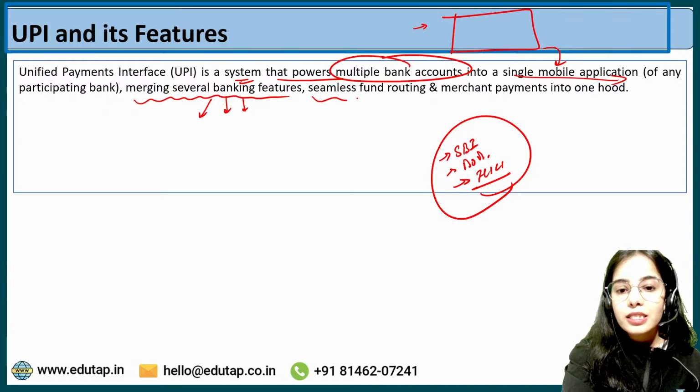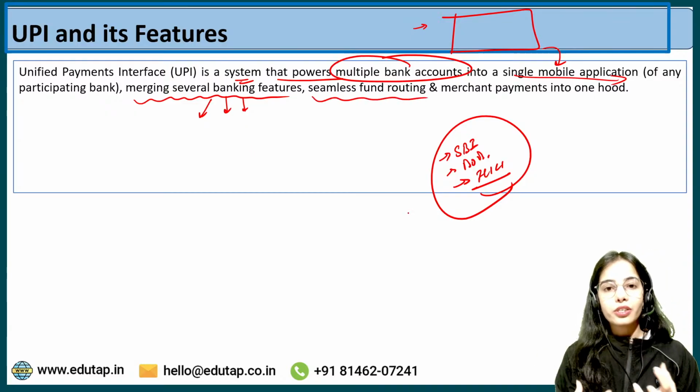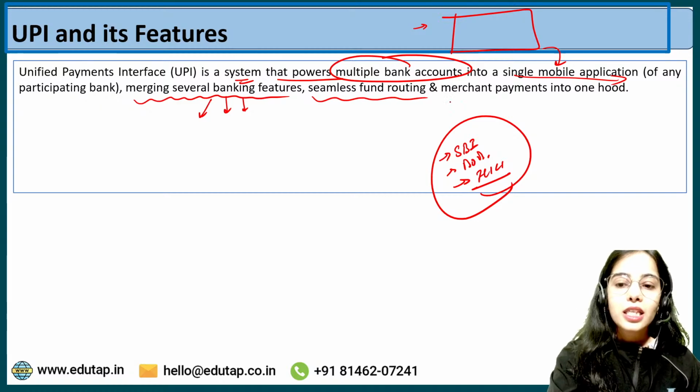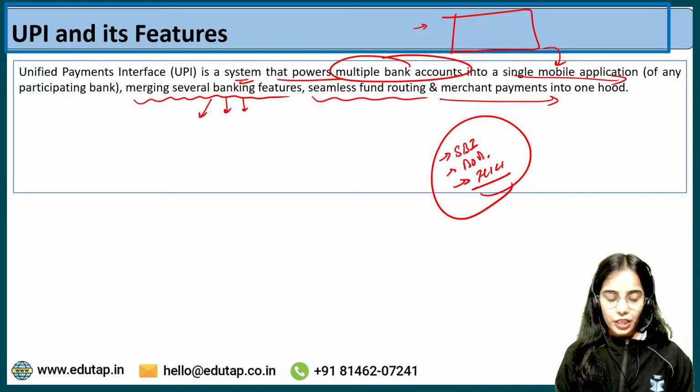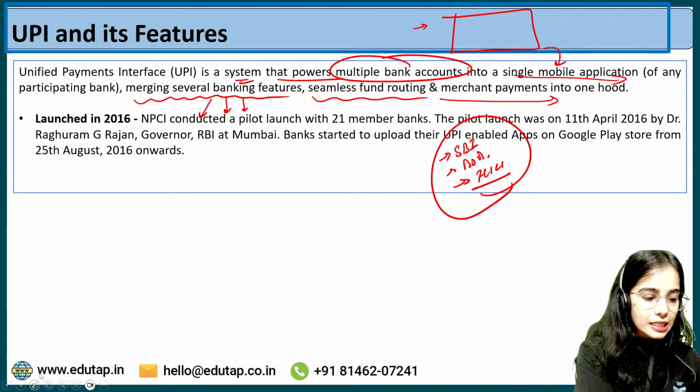Okay, seamless fund routing, so you can continuously do the transactions. Peer-to-peer, person-to-person transactions can happen, as well as person-to-merchant transactions. So UPI is a system that powers multiple bank accounts into a single mobile application. Okay, now it was launched in 2016.